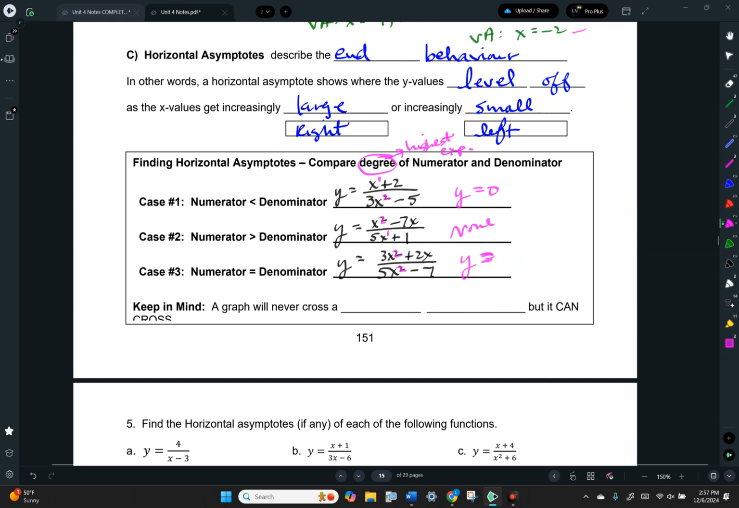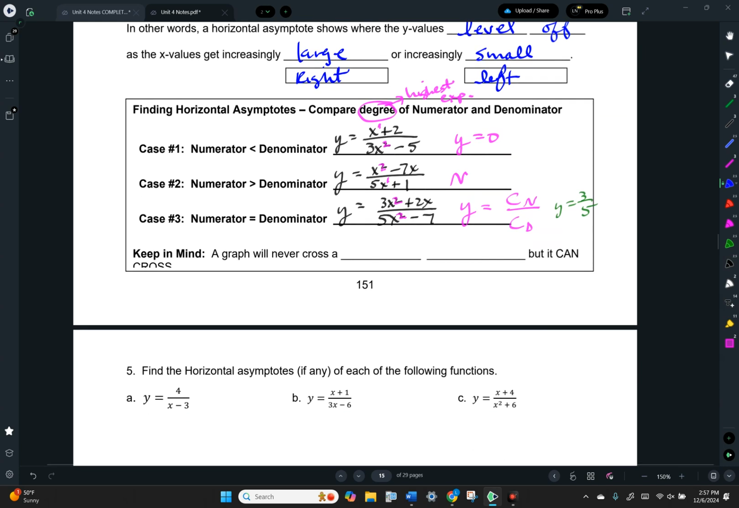I should have said generically, you're going to take the coefficient from the numerator over the coefficient from the denominator. But like I said, on this one, it's going to be y equals 3 over 5. And when I say the coefficient, I'm not talking about the 2 and 7 at the end. I'm talking about the leading coefficient, the number in front of that highest degree term.